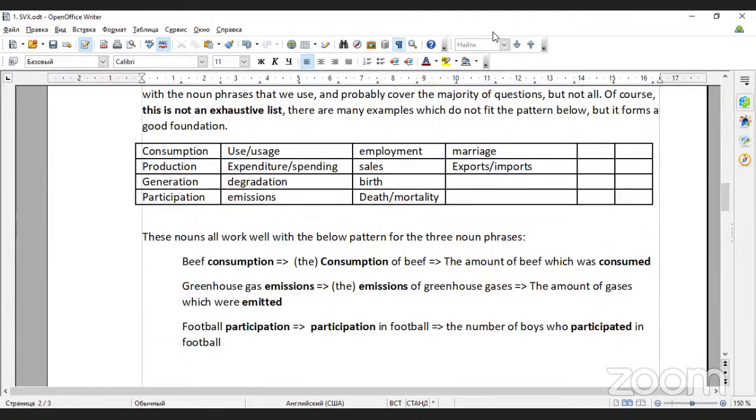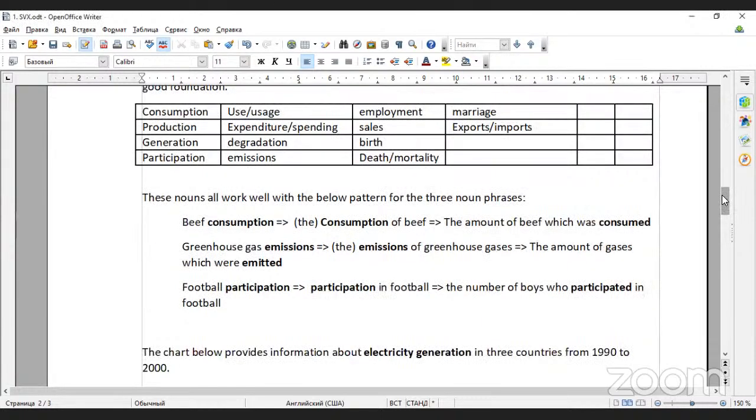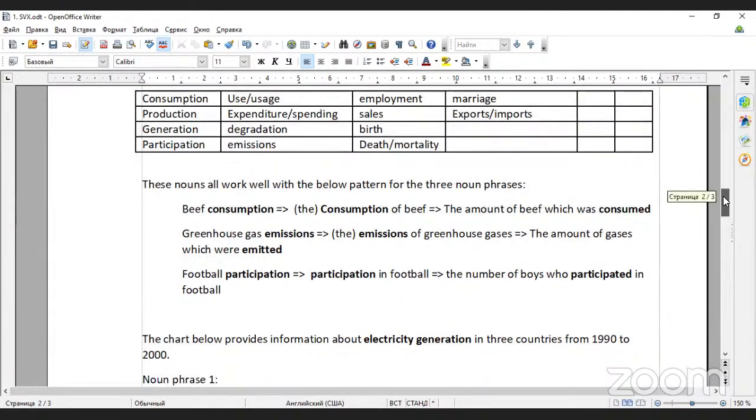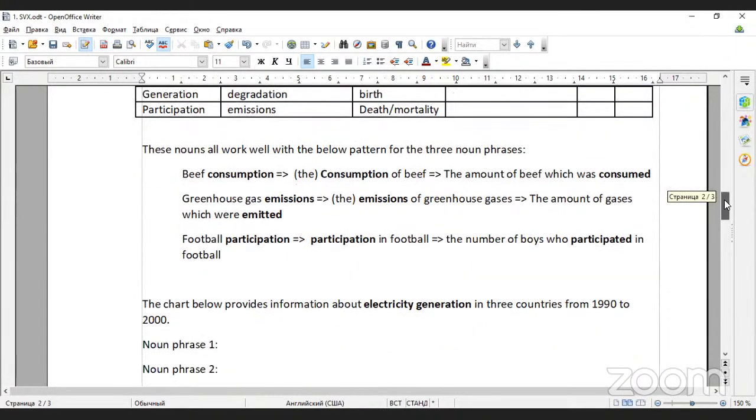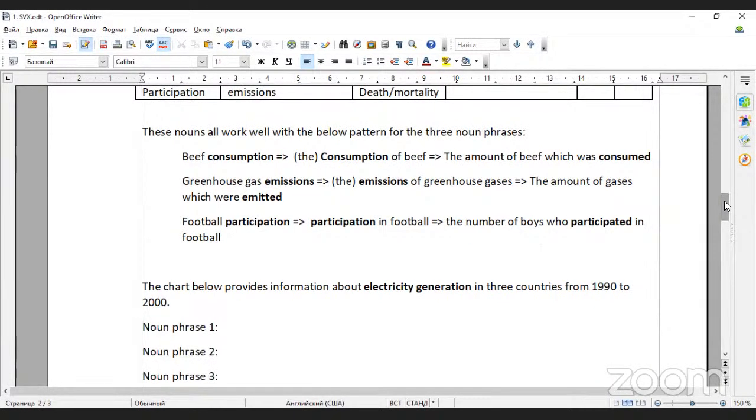So it means that the number of these keywords just increases. All right. So if you don't know a synonym, sometimes it does not exist, then that's not the end of the world. There are other ways to paraphrase. Now let's look at an example of a task. The chart below shows information about electricity generation in 3 countries from 1990 to 2000.